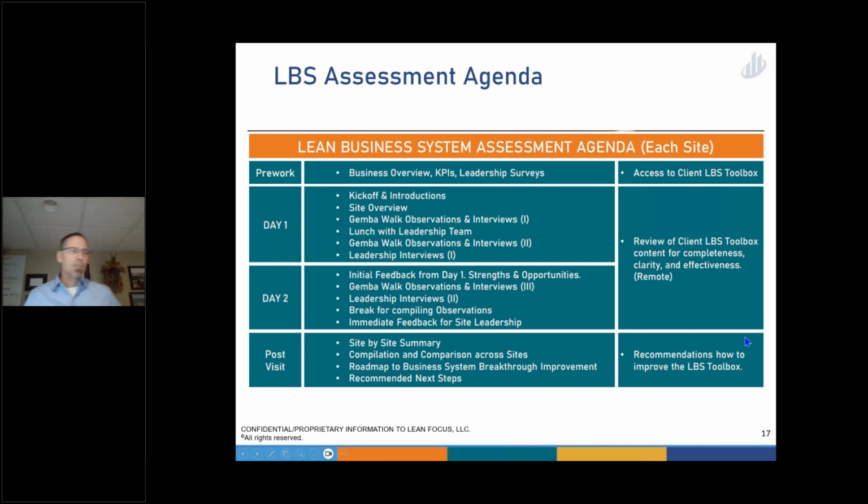So the agenda, what does that look like for both the site evaluation and the toolbox evaluation? We talked about pre-work. We just need a little bit on the business overview, some of the KPIs. We might ask for some VSMs if they exist, those kind of things, and then the leadership surveys, as I mentioned. Once we arrive on day one, we get into a kickoff, introductions, we meet the leadership team. We get a little bit more information about the site, a site overview, and then we spend the next day and a half, 2 days going to Gemba.